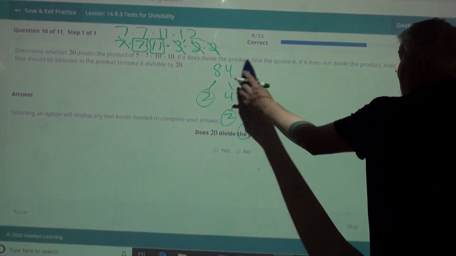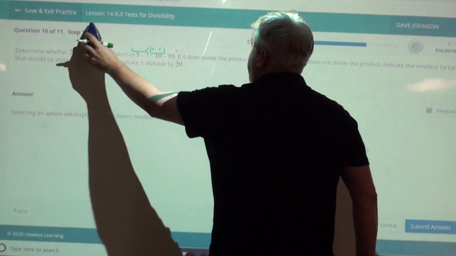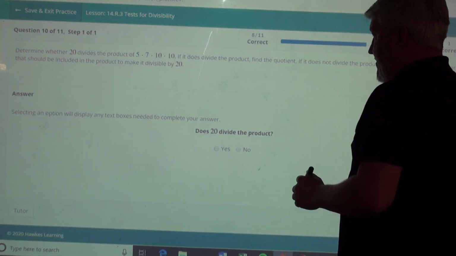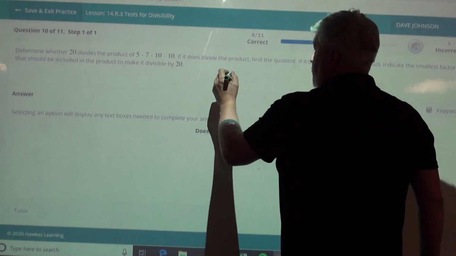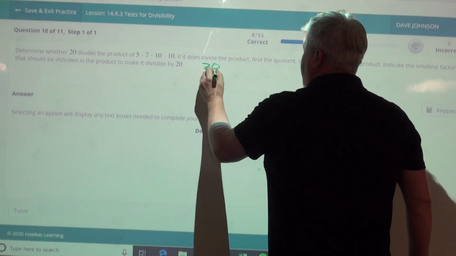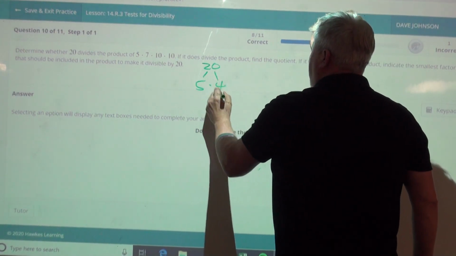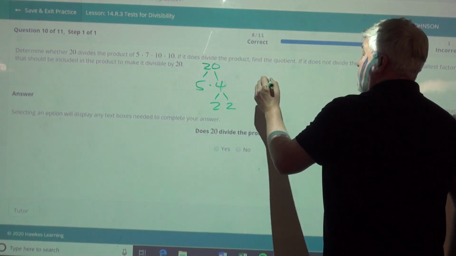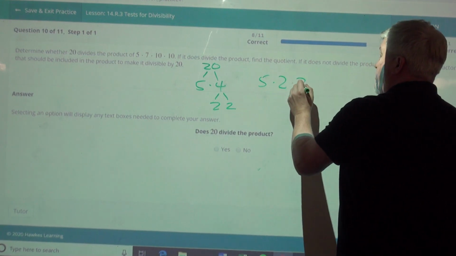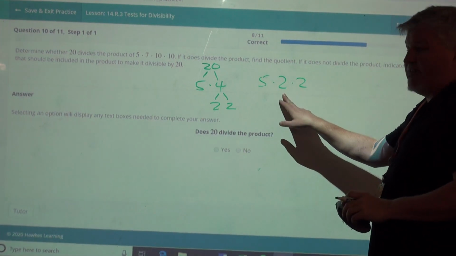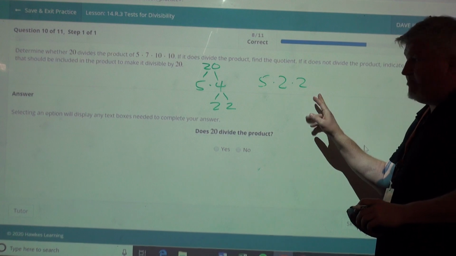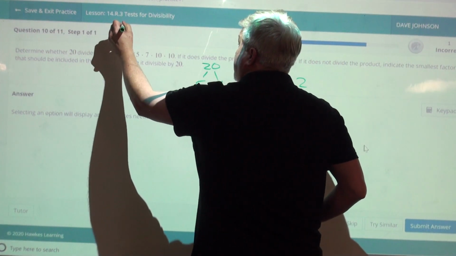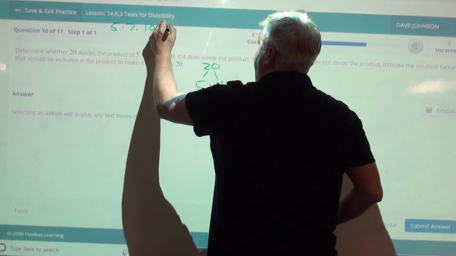Determine whether 20 divides the product 5, 7, 10, and 10. So 20, factor tree, 5 times 4. 4 factors out to 2 and 2. So factor tree of 20 is 5 times 2 times 2. 5 times 2 is 10, times 2 is 20. 5, 2, 2. So here I've got 5, 7, 10, and 10.